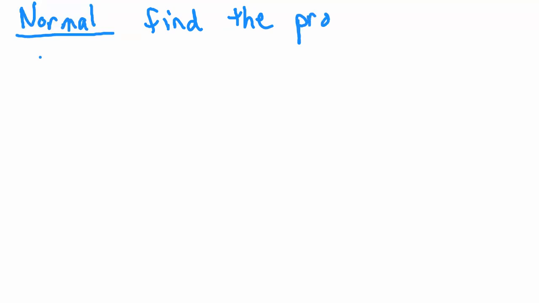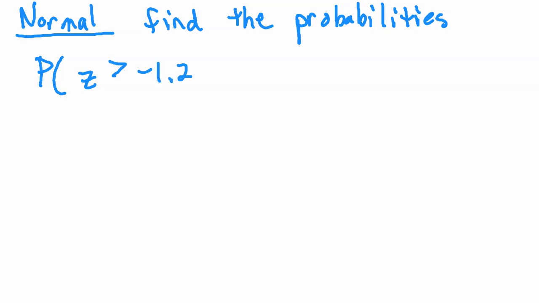Find the probabilities. Okay, so we know it's normal. They have to tell us it's normal. Find the probability. So don't overthink this because we're going to use the calculator. Find the following probability. So they use this symbol. That symbol means find the probability that your z-score is greater than negative 1.25.